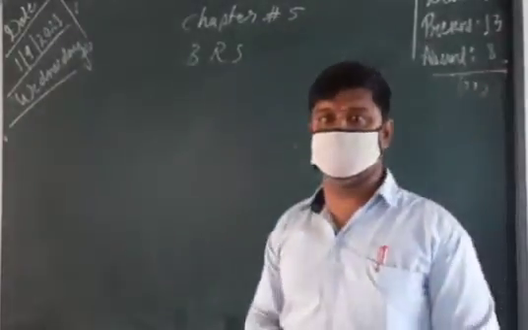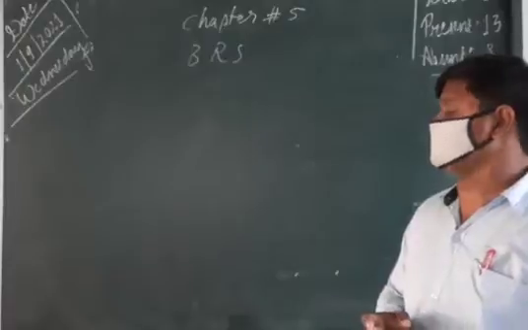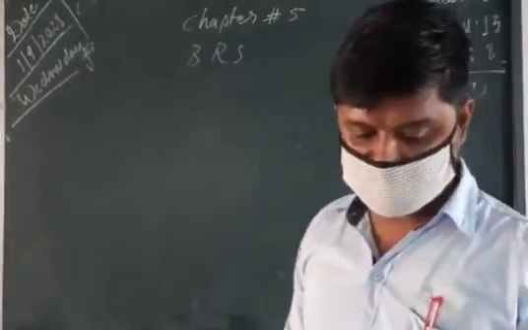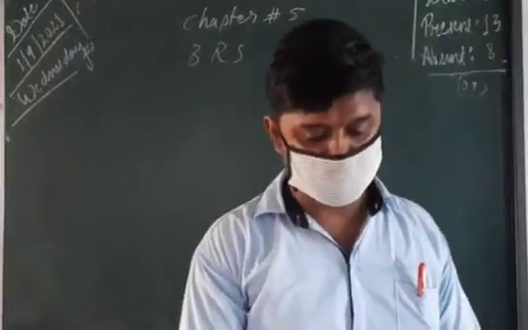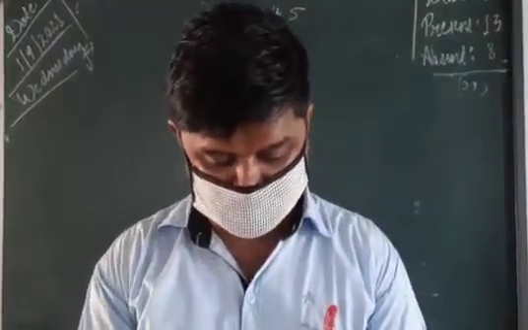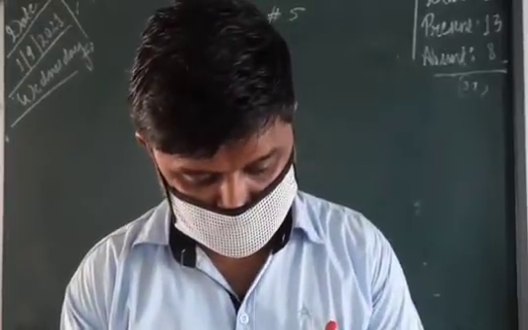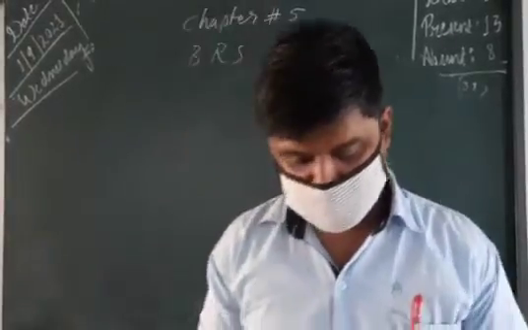Today we are going to see chapter 5 of accountancy, Bank Reconciliation Statement. This is video number 39, and here we are going to solve the numerical questions. First we can see illustration number 1, a very simple one.